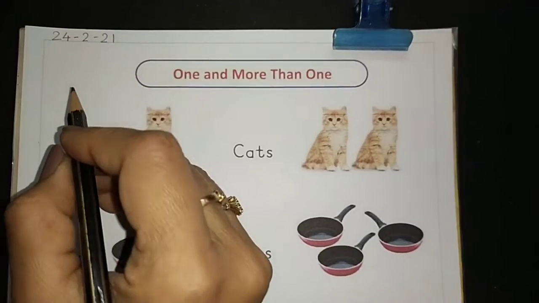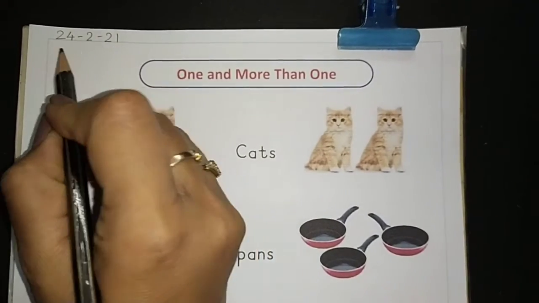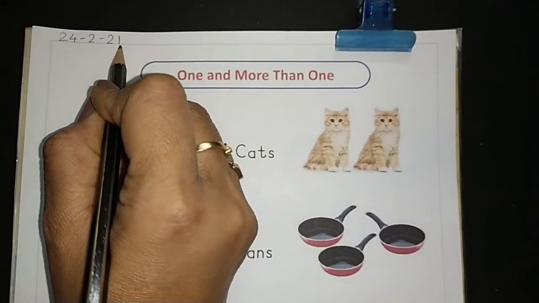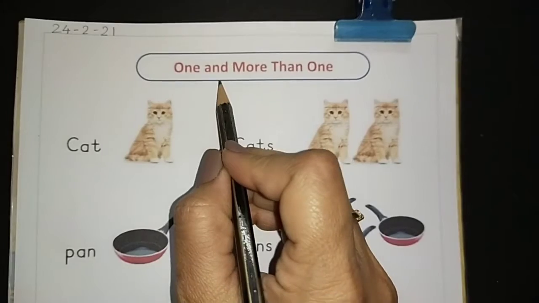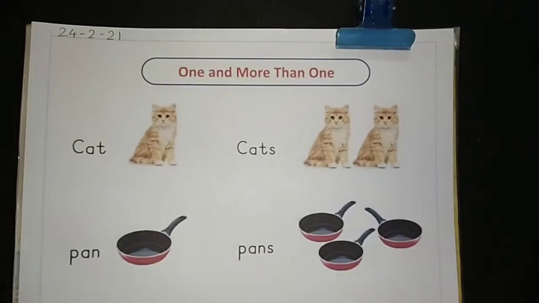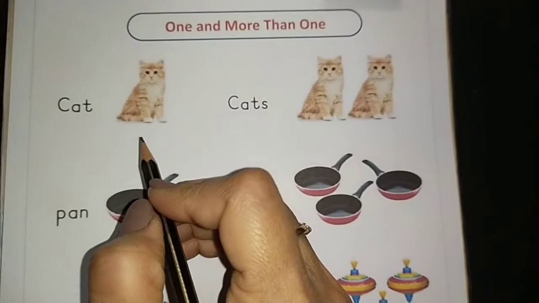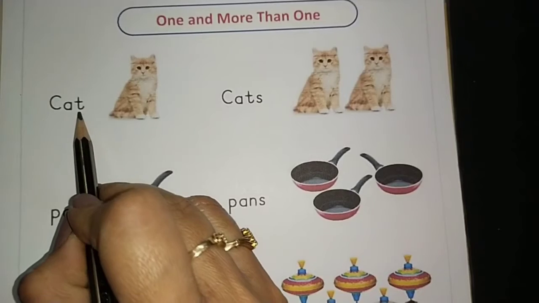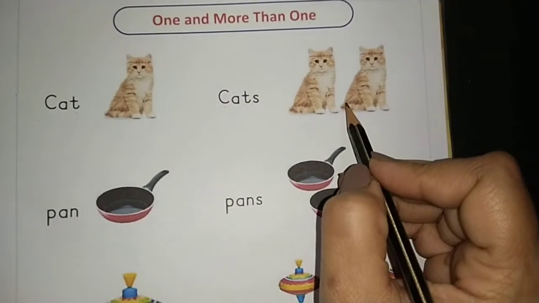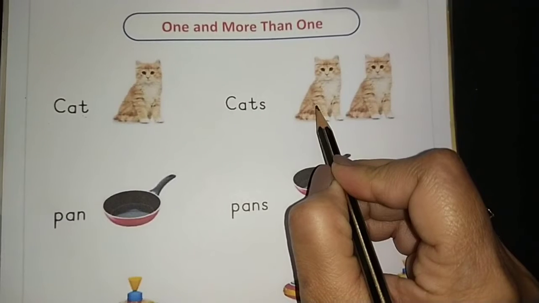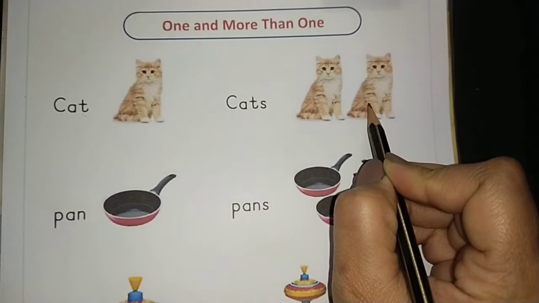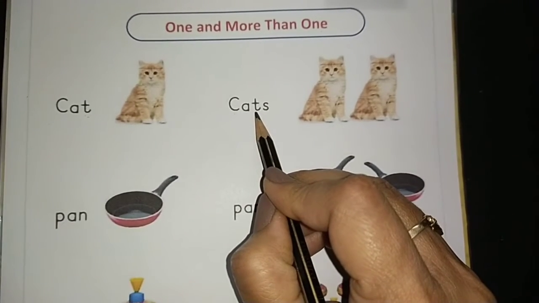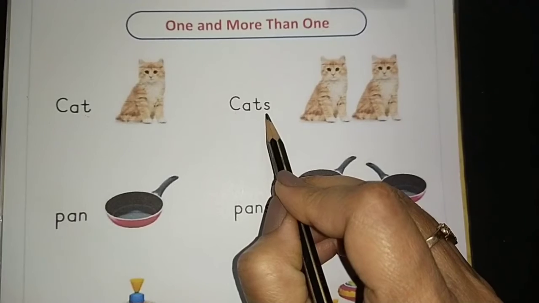Kids, on this page we will write first date, that is 24-2-21. 1 and more than 1. See, kids, there is only one cat. So we will write only cat. C-A-T, cat. Now count here. How many cats are there? 1, 2. There are 2 cats. So we will write C-A-T as cats.